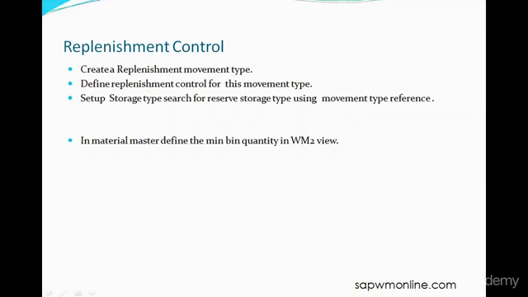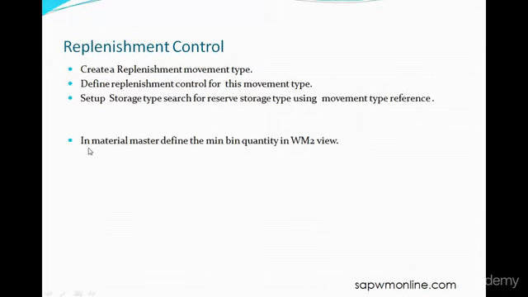So before we actually see the config setting, let us understand the sequence in which we would be doing the configuration. So the first step is to create a replenishment movement type, if this does not already exist in your system. Typically the replenishment movement type would be 320. Then we define the replenishment control for this movement type, and then we set up a storage type search for a reserve storage type using a movement type reference.